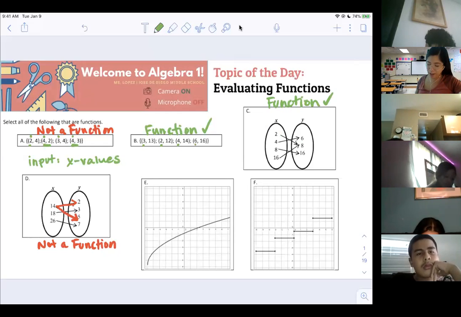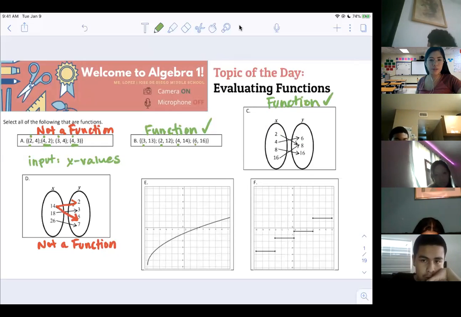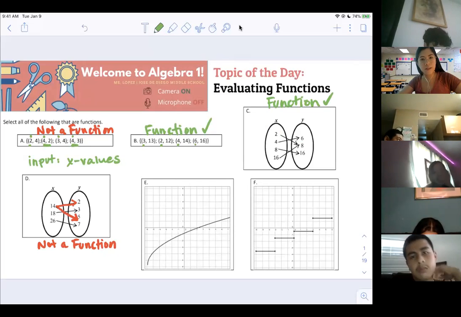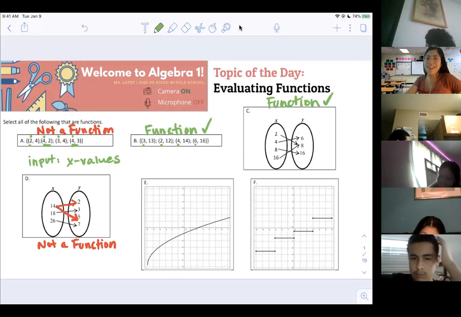And then finally for E and for F, what is that test called that we always try to use? I don't know what it's called, but it's the vertical line. That's what it's called. It's the vertical line test.